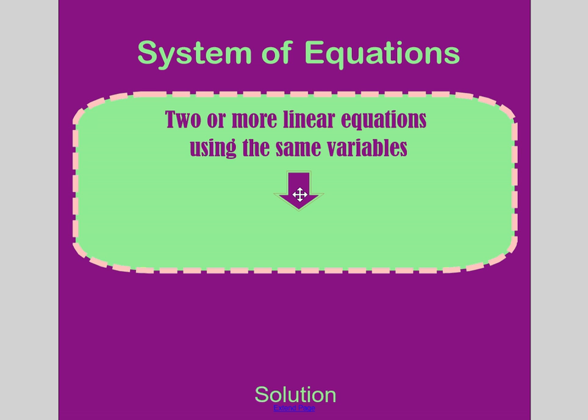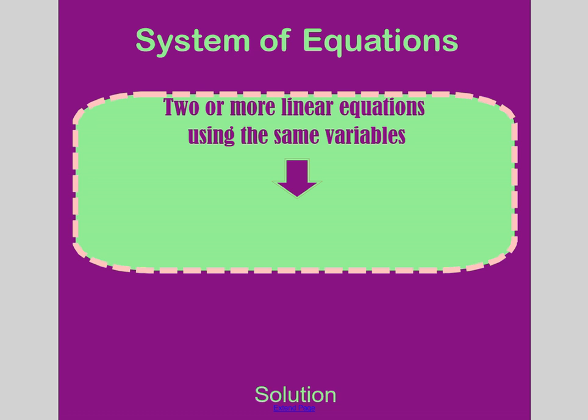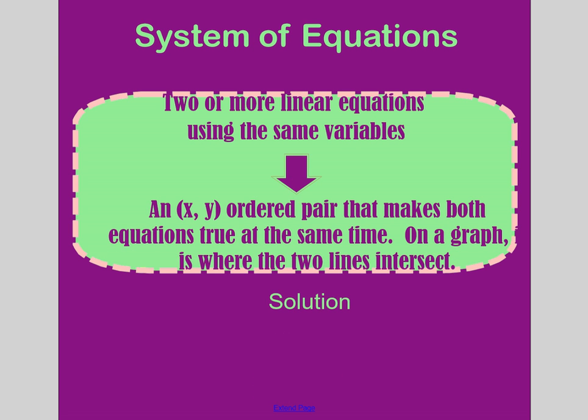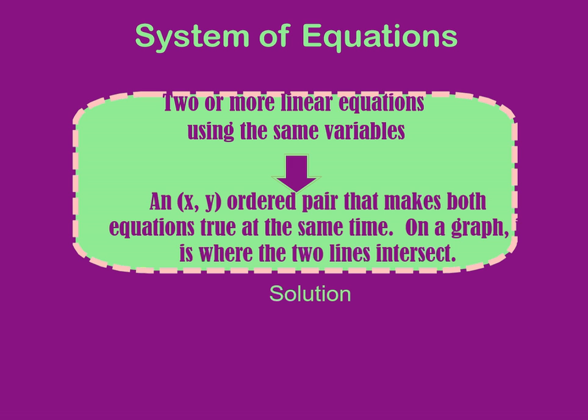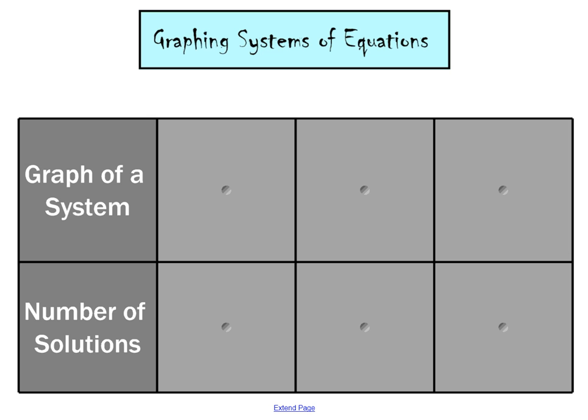The solution to a system of equations is an xy ordered pair that makes both the equations true at the same time. On a graph, it would be where the two lines intersect or cross. So today we're going to be talking about graphing systems of equations.